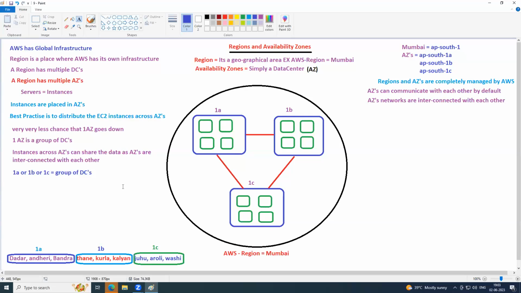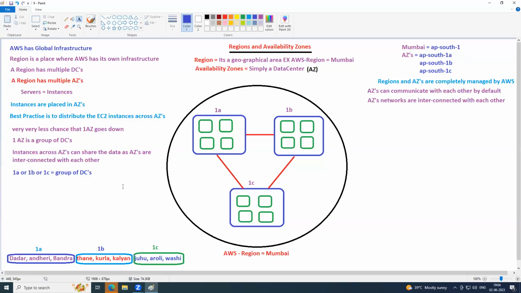Now your customers are in India. Will you set up your infrastructure in the US? All your customers in India will be connected to the US servers. What if you do that, what will happen? Latency issue, you'll get it.